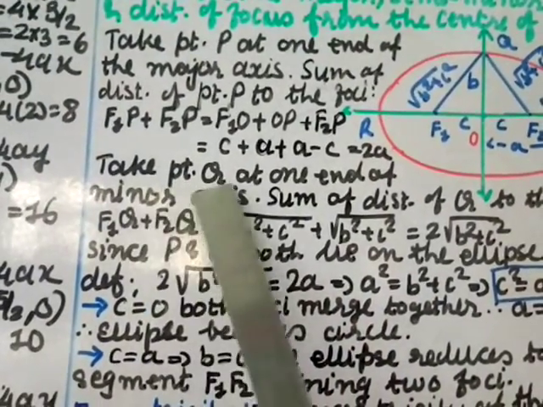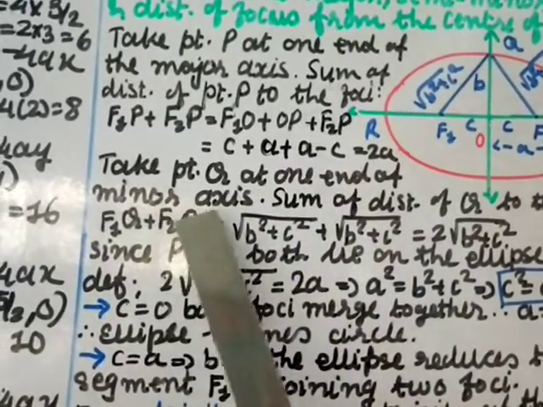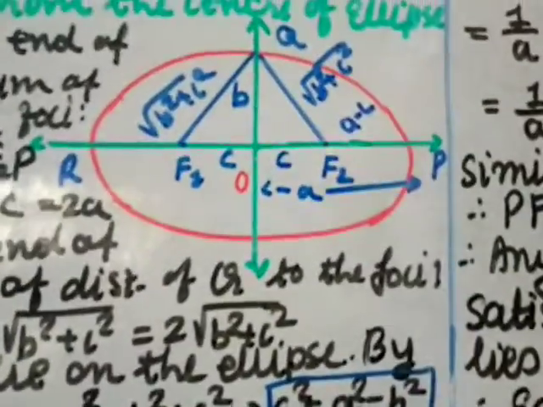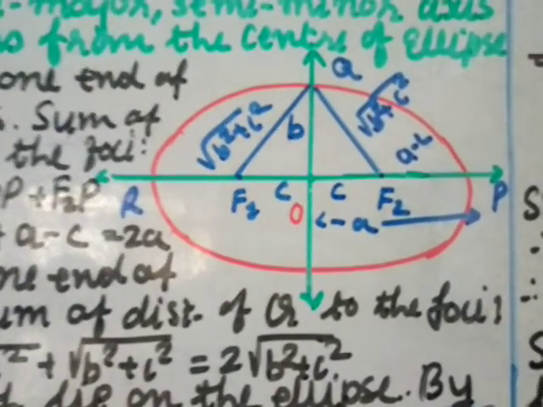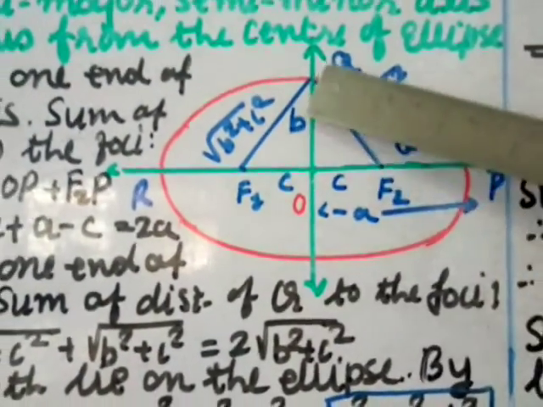Now take a point Q at one end of the minor axis. So this is my minor axis, so you have to take one of the end points of this minor axis, point Q. You can take either here or here. I am taking it over here.